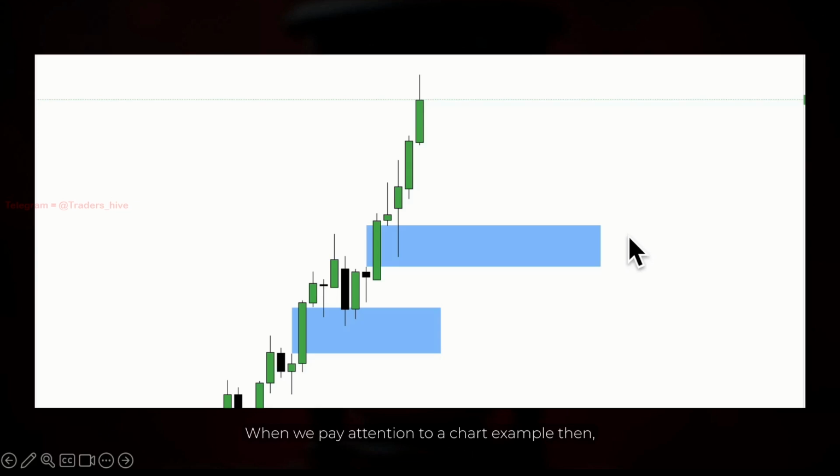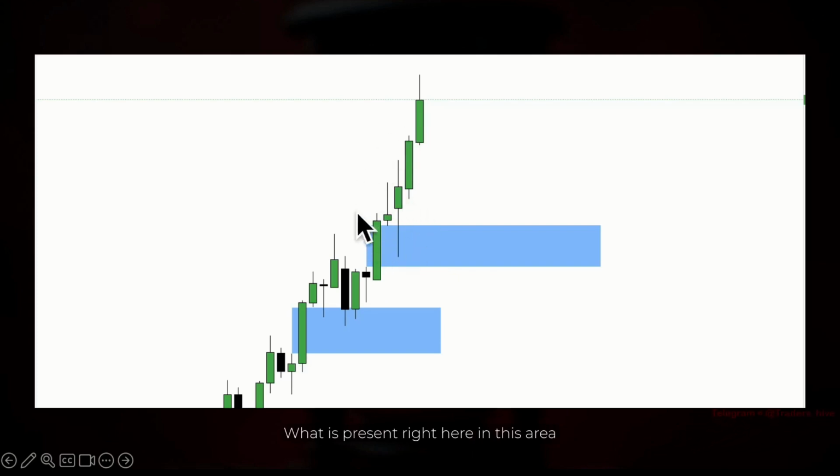When we pay attention to a chart example then, what you can see is that the market expanded towards the upside, and throughout this expansion leg what you saw was that this imbalance got created. Notice that the market retraced into that imbalance multiple times before eventually expanding away from it. Notice that a new imbalance got created. We see the market expand higher, retrace, and then expand higher once more.